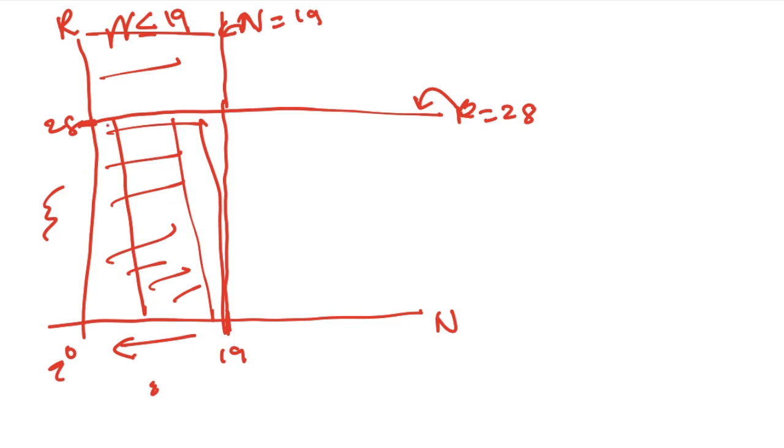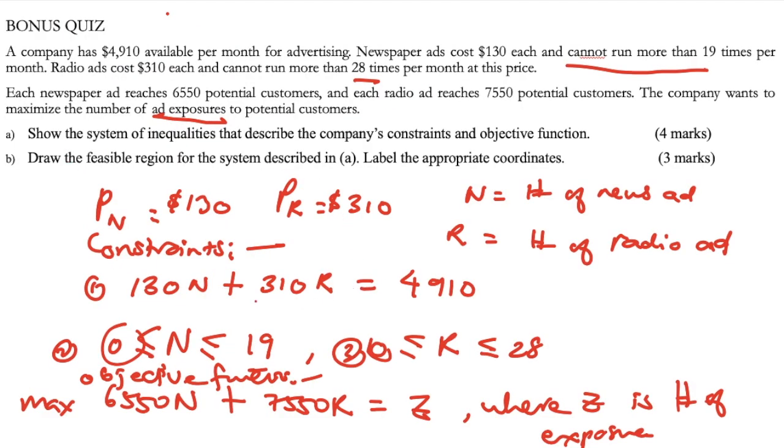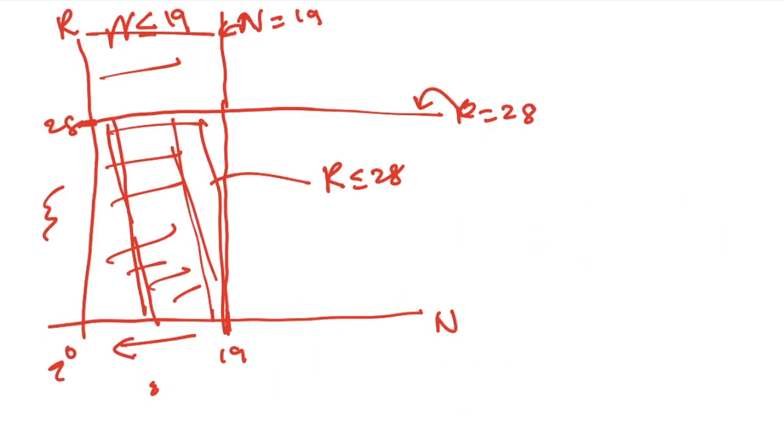So when I do this, basically r is less than 28. Okay, now we have another constraint, which is 130n plus 310r equivalent to 4910. So we need to draw this constraint here. So how do we draw it?